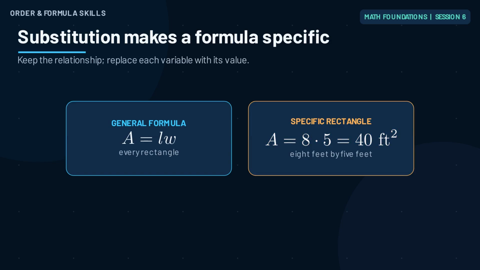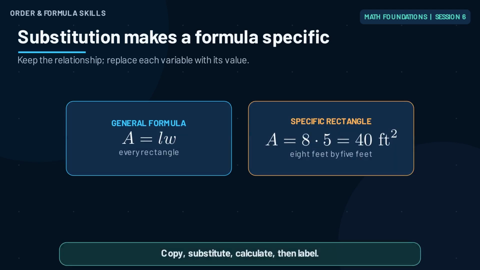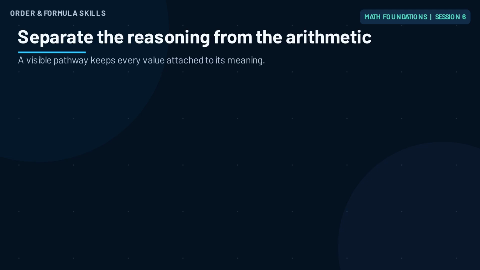The formula becomes area equals 8 times 5, which is 40 square feet. Notice that the structure stayed the same while the letters became measured values. Copy the formula first, then substitute, calculate, and label the result. That visible sequence makes errors much easier to find. A dependable substitution routine separates thinking from arithmetic.